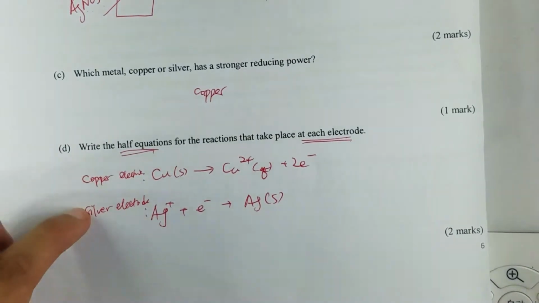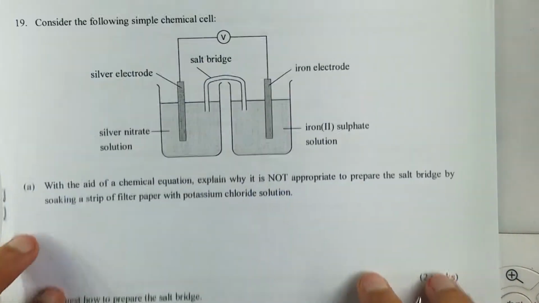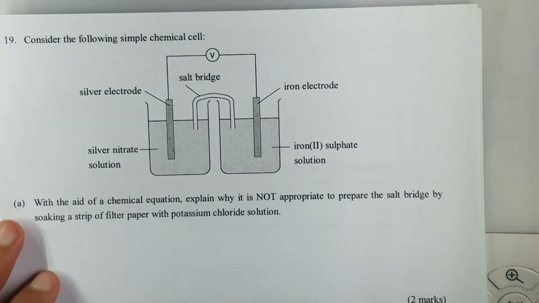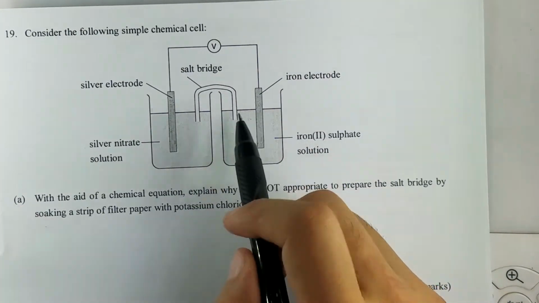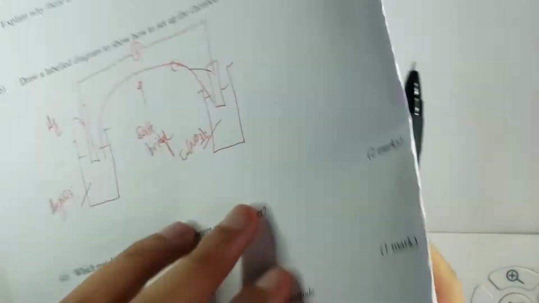Some of you wrote anode cathode, that is also acceptable, but you have to specify. I realize many of you don't read the questions carefully, and hence you lose the marks even though it makes sense. All right, next question, 19. Another setup, this time with salt bridge. So I was really surprised. I was giving you the answer already on the next page, and many of you did not see that.